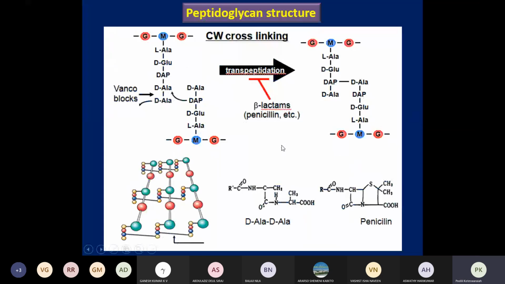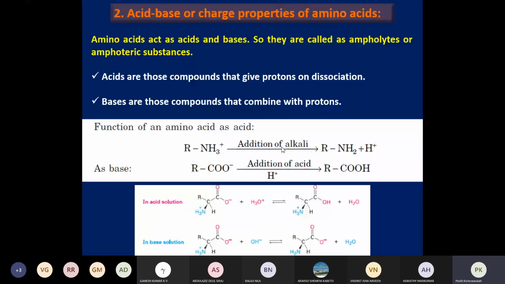And coming to the acid-base or the charge properties of amino acids, since the amino acid has both an amino group and a carboxyl group, they are called ampholytes or amphoteric substances. In the sense, in the presence of alkali, the amino acid acts as an acid, whereas in the presence of acid, the amino acid acts as a base. According to Bronsted-Lowry theory, a proton donor is an acid and a proton acceptor is a base.